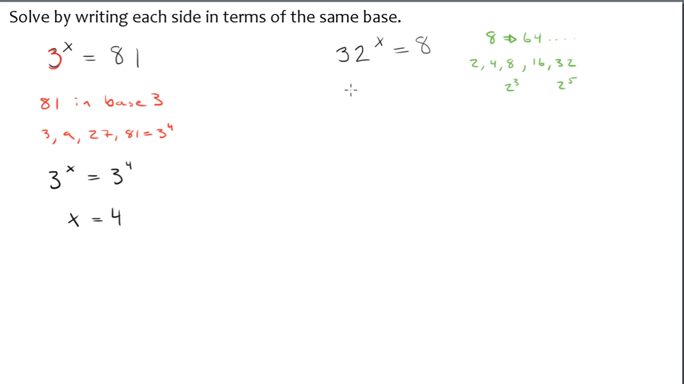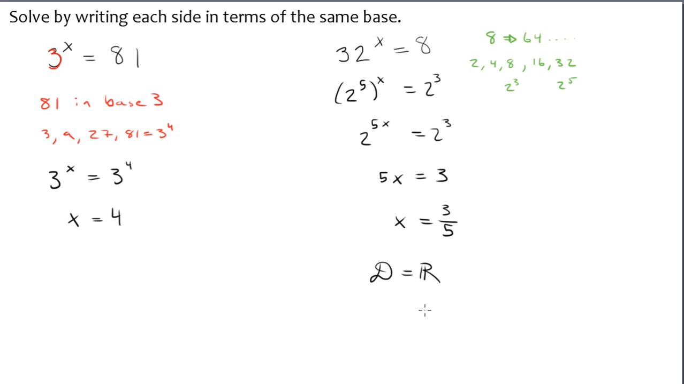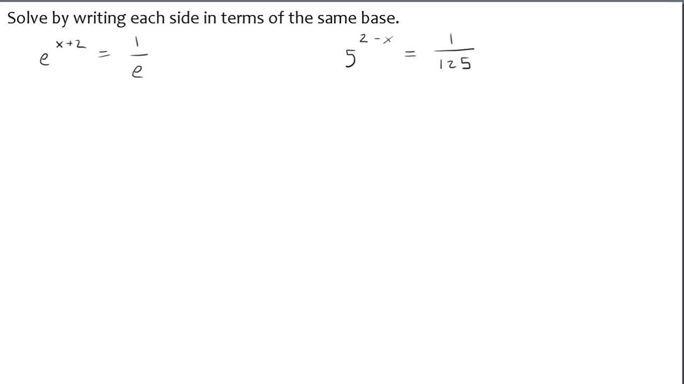So let's go ahead and rewrite this as 2 to the 5th raised to the x is equal to 2 cubed. So that means 2 to the 5 times x is equal to 2 cubed. 5x is equal to 3. X is equal to 3/5, which is allowable because for exponents the domain is all real numbers. So this is fine. Great. How about some more?